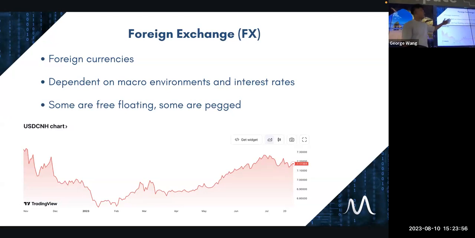With currency, some are going to be free floating. I think the USD, right? Free floating just means the price is going to be dependent fully on the supply and demand of the US dollar. And some are pegged. For example, the Chinese yuan is pegged, right?